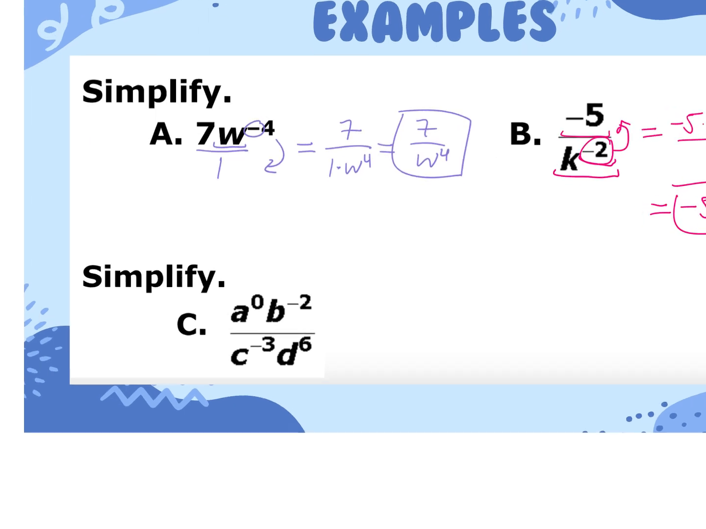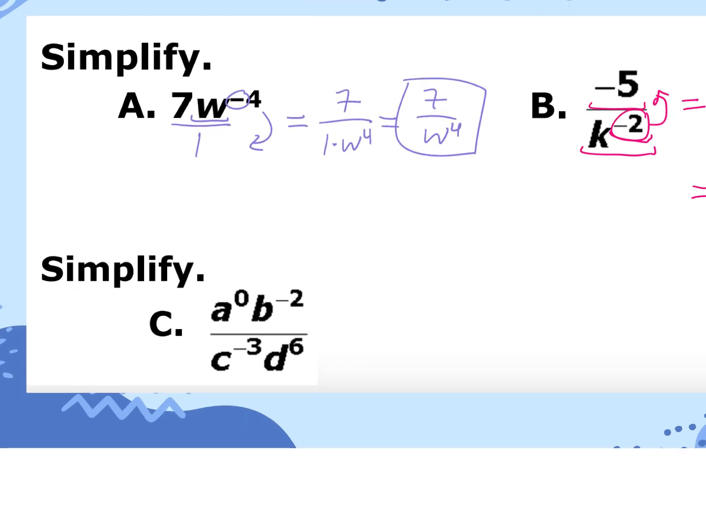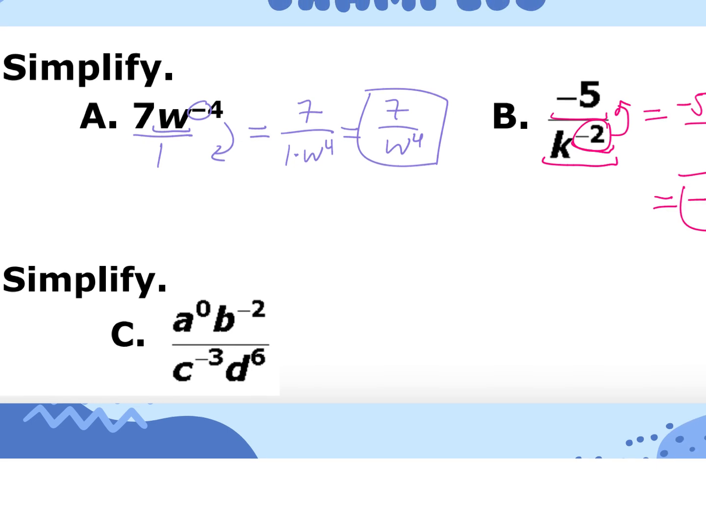And now let's look at C. So I have a lot of things going on in C. Take it one step at a time. I'm just going to focus everything on the top and then do everything on the bottom. So looking at the top, I have an a to the 0. What did we say anything to the 0 power is? That's just going to get you 1. So 1. And then b to the negative 2, I also have that on top, but again, the negative exponent is just going to flip its position, so I'm just going to bring it to the bottom.